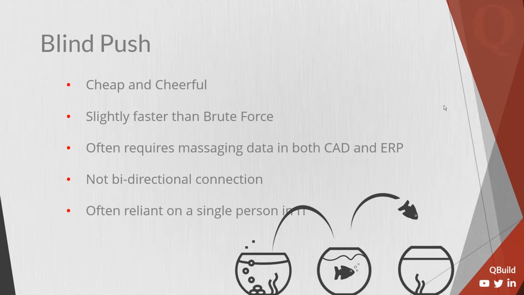Another complication is that it's not a bidirectional connection like CADLink is. With CADLink, if you make a change in one environment, it'll push and it'll update in both CAD and in ERP. Whereas with the blind push, it's called a blind push because it's just a one-way push into the ERP system, and oftentimes you're not even able to validate what's being pushed into CSI. You can only hope that things like character limits or any other data restrictions are complied with.